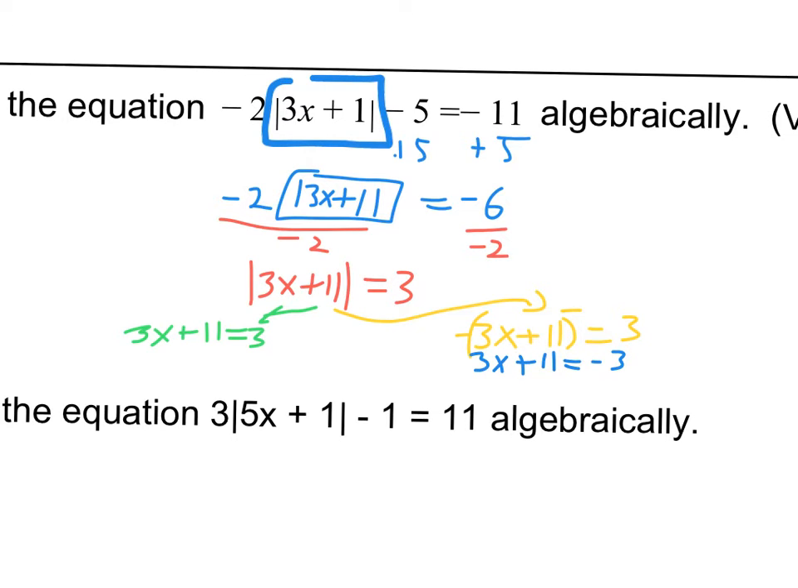So -11 to both sides. 3x is equal to -14. And then when I divide by 3, I get x equals -14 divided by 3. On the left side, I'm going to -11 to both sides, and I get 3x is equal to -8. And that means that x is equal to -8 divided by 3.